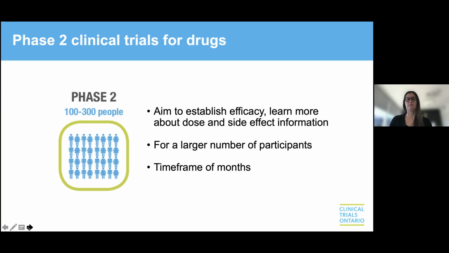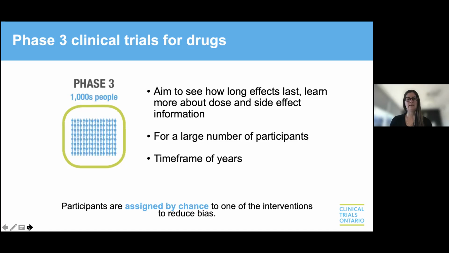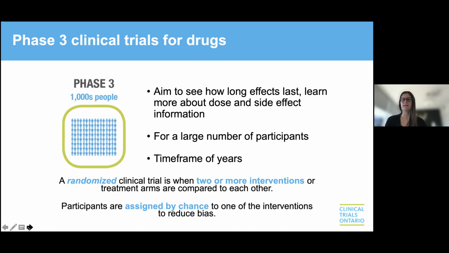So just like with phase 1 studies, things may or may not go past phase 2, but if all the data look good and a decision is made to take the drug to the next phase, these are called phase 3 studies. They're sometimes called randomized clinical trials. And that's when we're comparing 2 or more interventions, or so-called treatment arms, next to each other. And they're called randomized because the participants in these studies are literally randomized or assigned by chance to one of the interventions. And that's done to reduce bias when the data are looked at from the study.